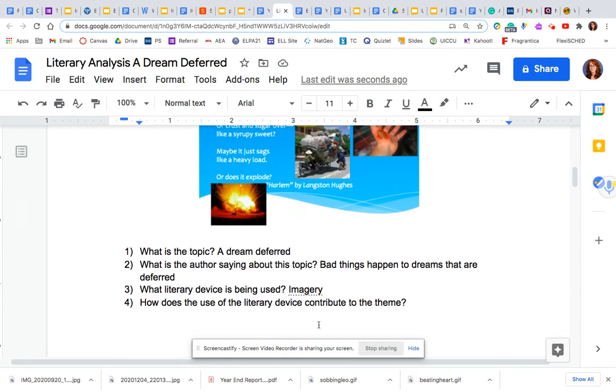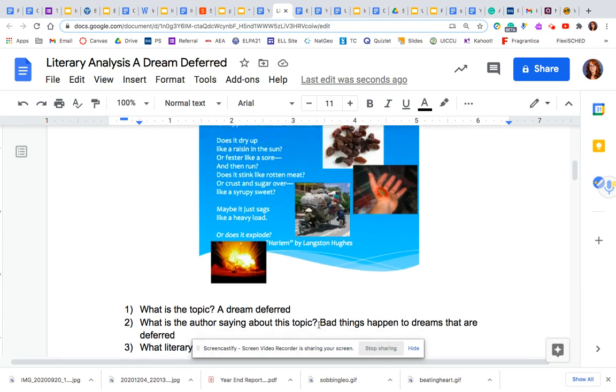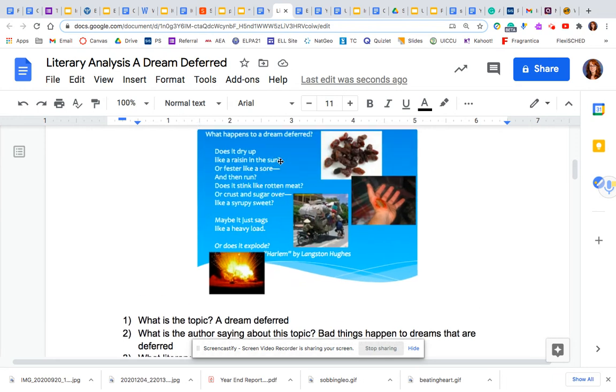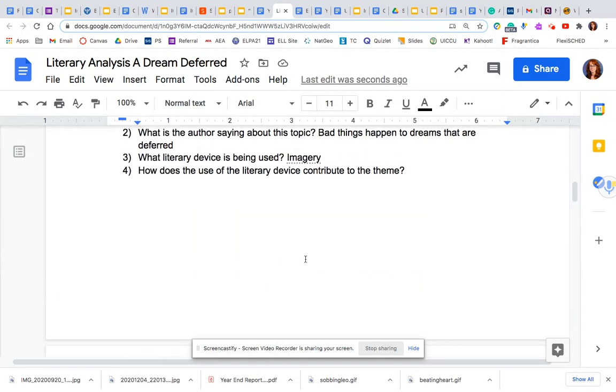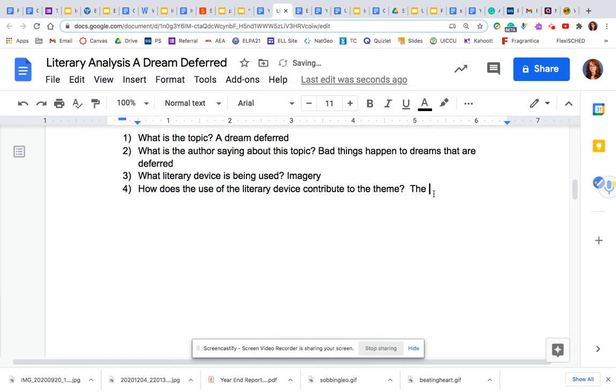Now we are at the last question, which is: how does the use of this literary device contribute to the theme? Well, what is the author doing with these images? The author is making us imagine all the terrible things that can happen to a dream that is put off. Okay. The author uses imagery to help us imagine all the bad things that happen to a dream deferred.